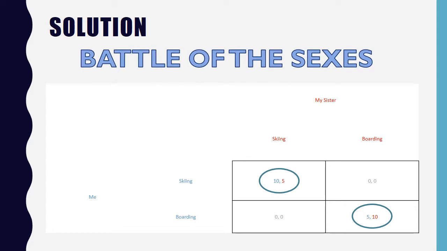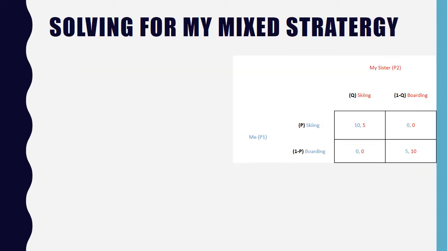For this game, there is also Nash equilibria in mixed strategies. We're going to start by solving the mixed strategy for me, or player 1. We do this by saying, what is the utility for my sister if she always goes skiing? So some percentage of the time P, my sister will get a utility of 5, while the rest of the time she receives utility 0.